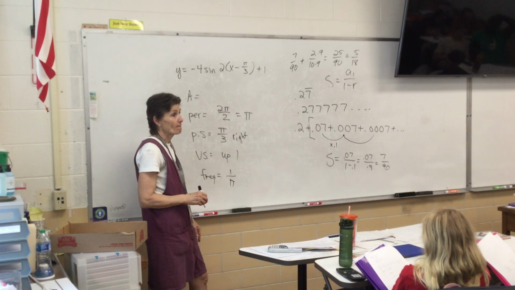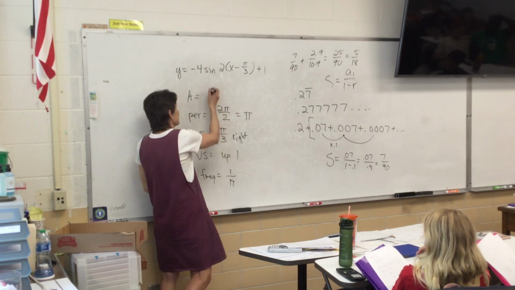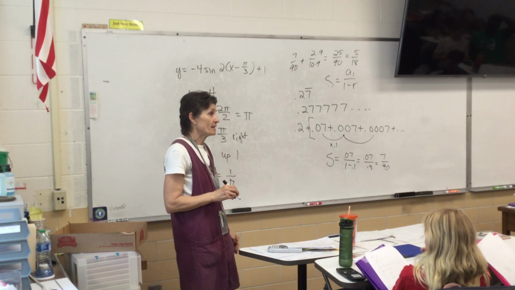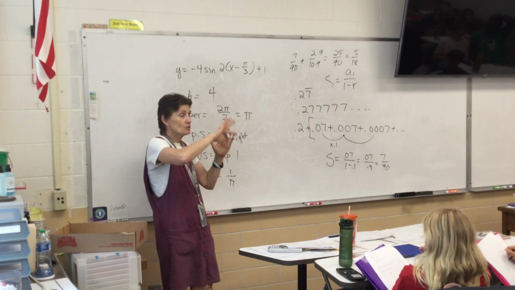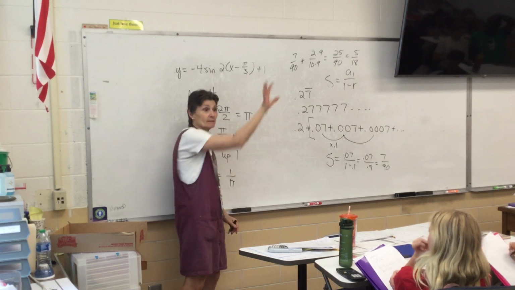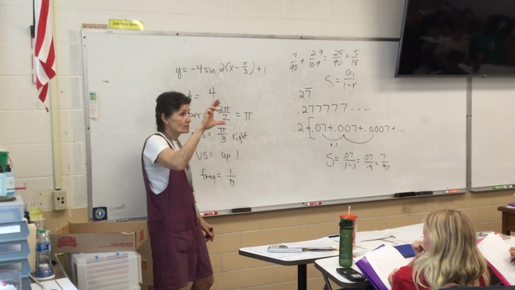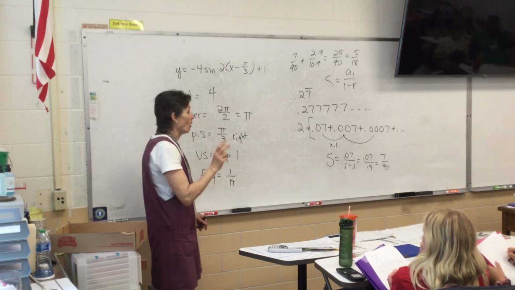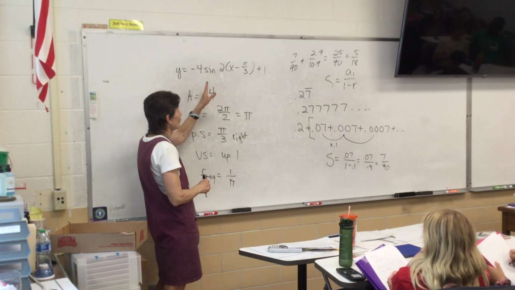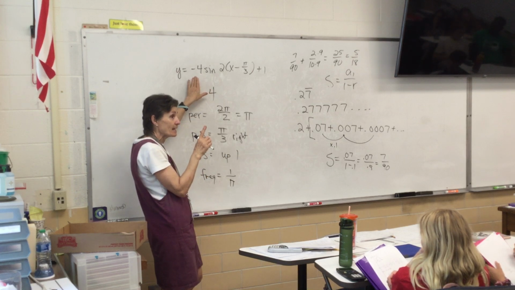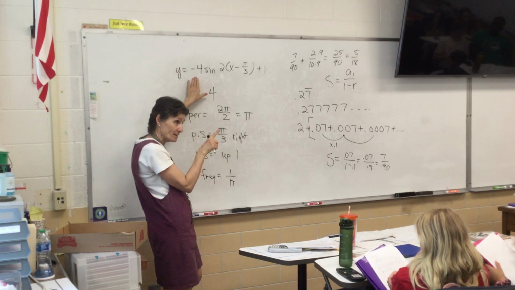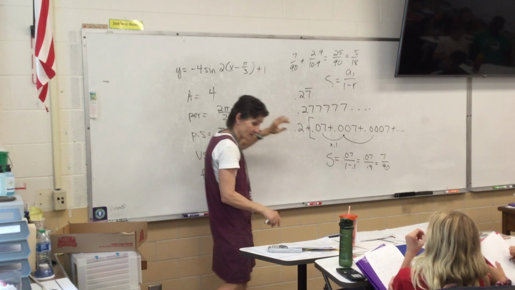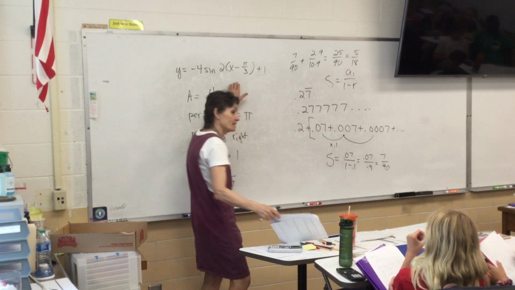William? Isn't it -4 for the amplitude? Actually, it's +4. This is kind of tricky. Amplitude is always positive because it's a height. Remember what sine waves look like? The height of those hills is the amplitude, or the depth of the valley. Always positive. If we were graphing, the fact that it's negative would turn it upside down, but we're not graphing it, so you don't need to worry about that.